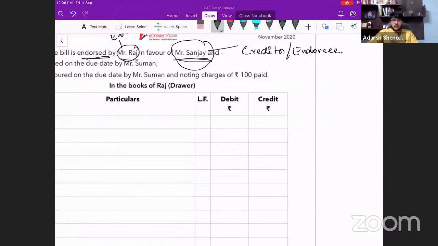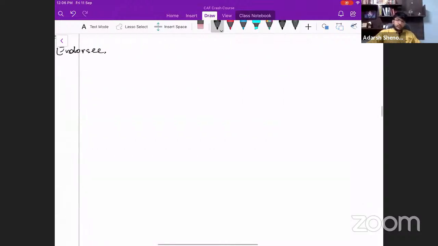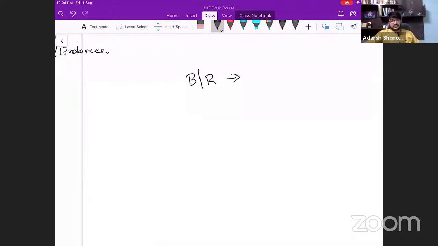Now let's talk about the journal entry for endorsement first. What is the journal entry we have to pass? First of all, what is happening with the bill receivable? Bill receivable was your asset. You are giving that asset to someone. Should you debit it or credit it? This asset is going off, right? So whenever an asset goes off, you have to credit that asset. So 50,000 is to be credited.